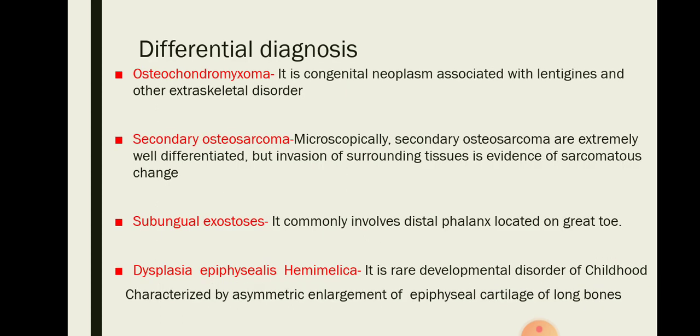Differential diagnosis: osteochondromyxoma. It is a congenital neoplasm associated with extraskeletal disorders. Secondary osteosarcoma. Microscopically, secondary osteosarcomas are extremely well differentiated, but invasion of surrounding tissue is evidence of sarcomatous change. Subungual exostosis. It commonly involves the distal phalanx located on the great toe.